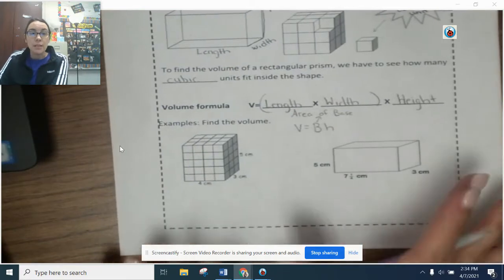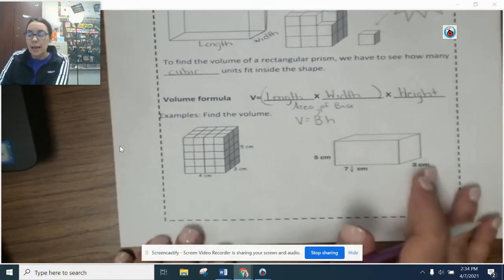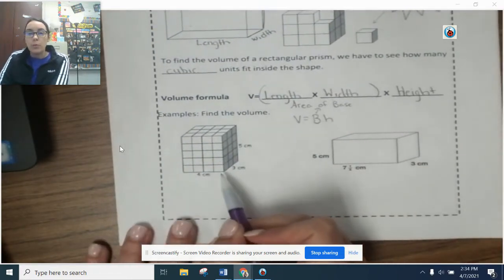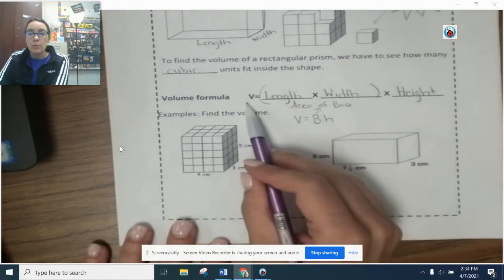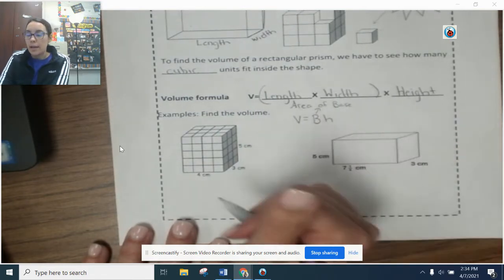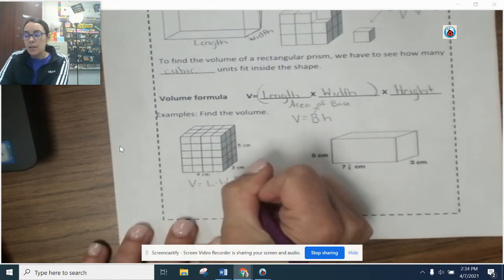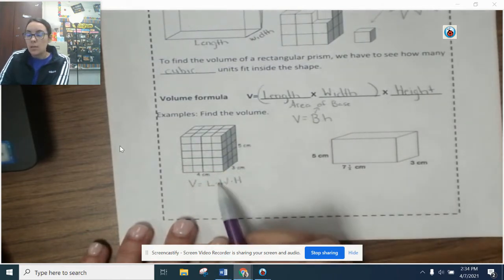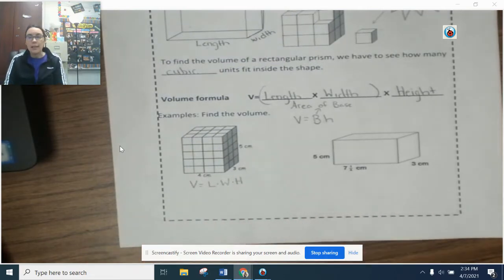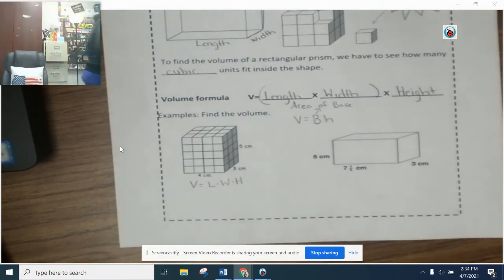Let's do 2 examples and then we're done with notes. So pretty quick today. We're going to use our formula: volume equals our length, our width, times our height. I'm going to write that down first because the more you write it, the more you remember it. Let me get some colors that might help some of you. I can grab some highlighters, different colors, to help.